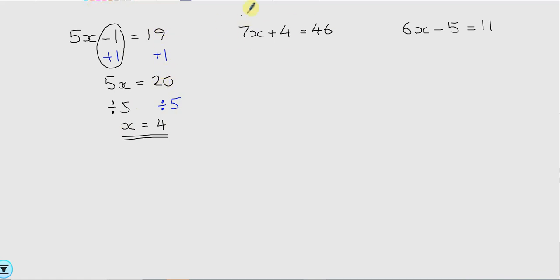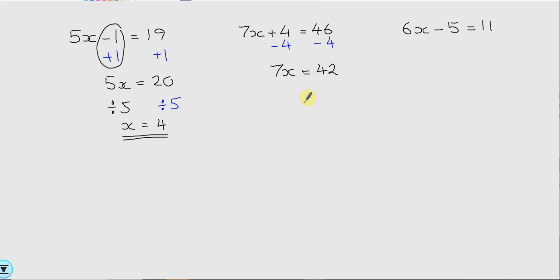So have a think, what's the first thing we're going to get rid of here? And you should have come up with a 4. So how do we get rid of a plus 4? We minus a 4. Right, so 4 take away 4. Get the equals in a nice line first. So 4 take away 4 is 0. So we're just left with 7x. 46 take away 4 is 42.